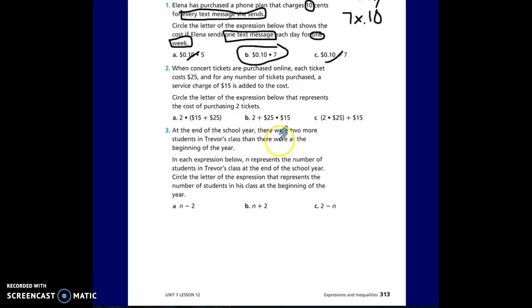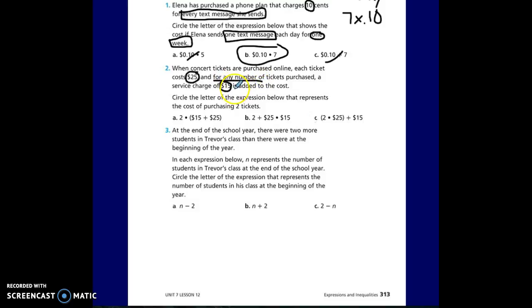All right, let's read the next one. When concert tickets are purchased online, each ticket costs $25. And for any number of tickets purchased, a service charge of $15 is added to the cost. Circle the letter of the expression below to represent the cost of purchasing 2 tickets. So on this one, I have to really understand what the question is asking, okay? So first, I'm going to circle my numbers. A ticket costs $25. And a service charge of 15 is added for any number of tickets purchased.